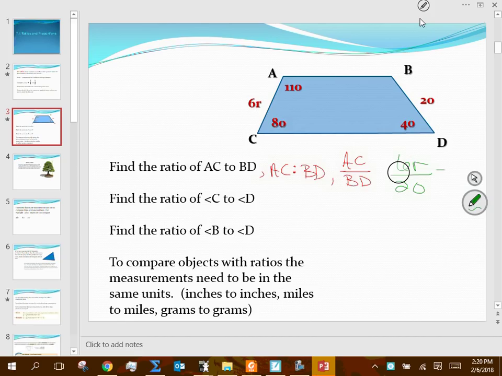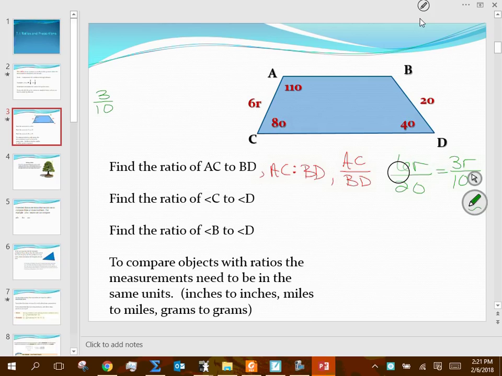Now we should reduce this, and they both reduce by 2, right? Take a 2 out of the top, take a 2 out of the bottom with division, and I get 3R over 10. Okay, and that's that ratio. But my argument is that it is different than 10 over 3. Let's just look at 3 over 10.